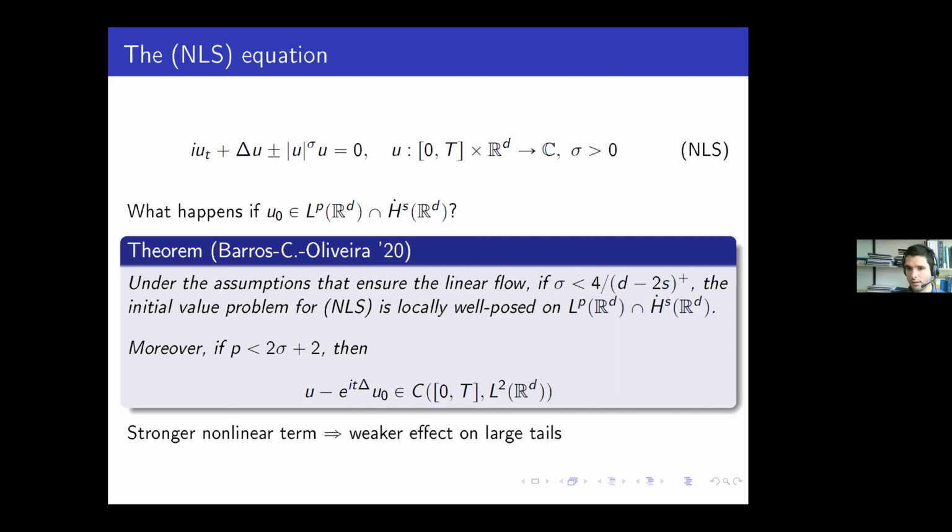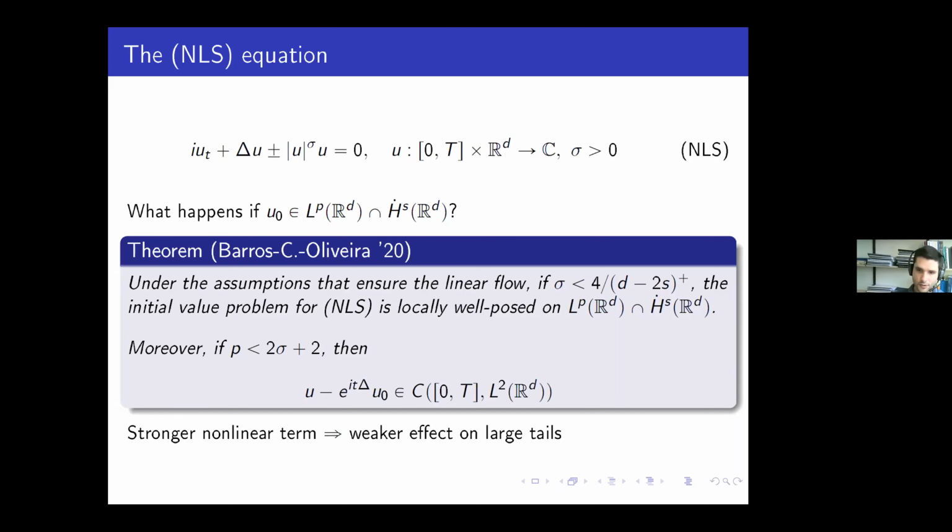You can understand this by looking at the nonlinearity. If the power is very large, then the nonlinearity will have a very small effect on large tails, which is the thing that prevents you from being in L2, the fact that you have a very large tail at infinity. The nonlinearity basically does not see what happens in those large tails, and that's why you can actually show that the nonlinearity gives you an L2 effect, not an L^p effect.